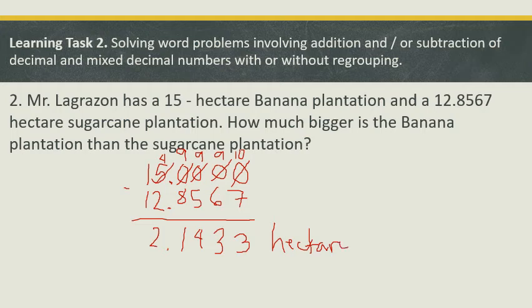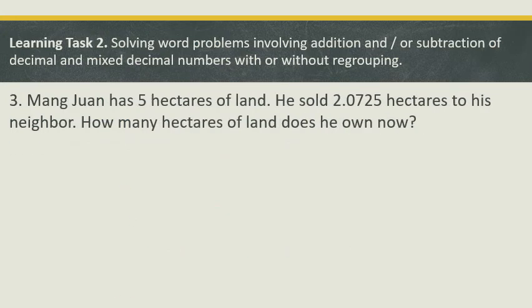The number 3. Mang Juan has 5 hectares of land. He sold 2 and 725 over 10,000 hectares to his neighbor. How many hectares of land does he own now? So, si Mang Juan daw ay merong 5 hectares of land. So, binenta niya daw ito doon sa kanyang kapitbahay. So, ilan na lang daw yung natitira doon?